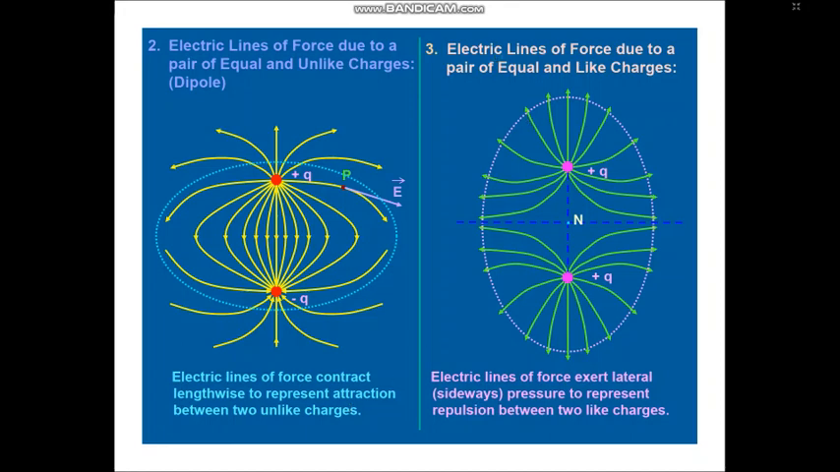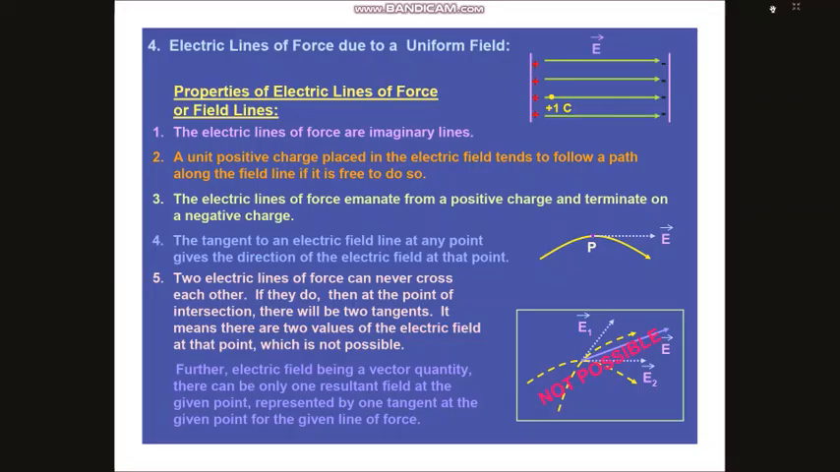Third, electric lines of force due to a pair of equal and like charges. Here, two like charges plus q and plus q are separated by some distance. Electric lines of force exert lateral pressure to represent repulsion between two like charges. Fourth, electric lines of force due to a uniform field. Electric field lines are parallel to each other if there is a uniform electric field.